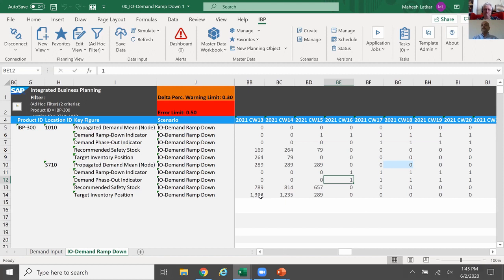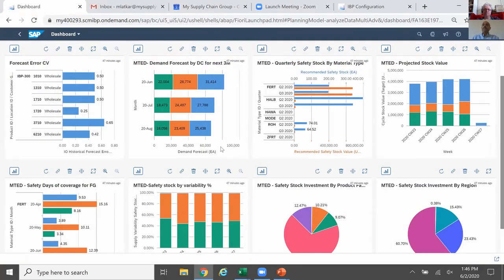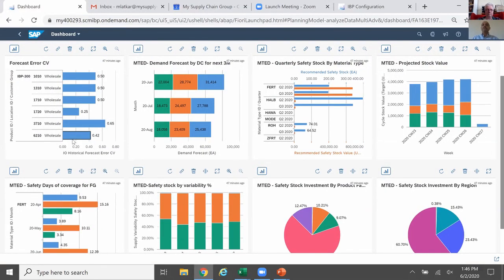Right. And you can also build a dashboard based on this information to look at these results easily. Here I've created a few dashboards, so we'll go through them one by one. I can pick up a few of them. So let us talk about this safety stock variability.